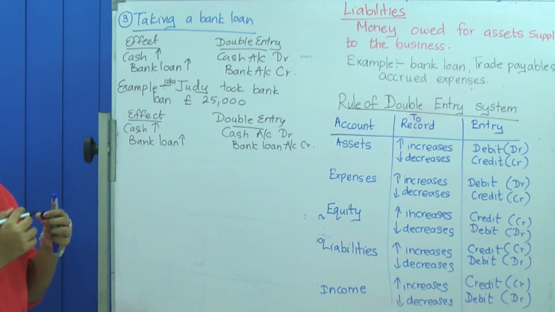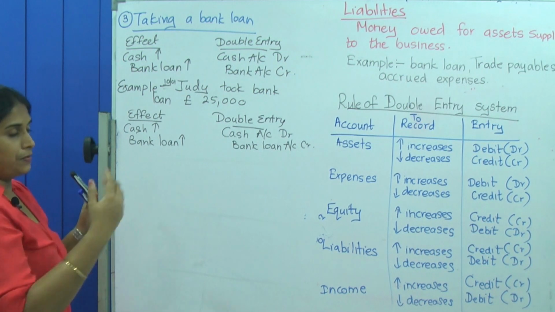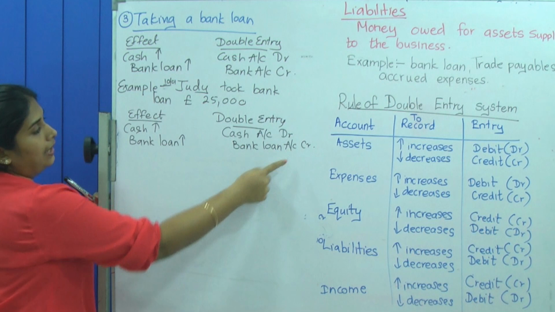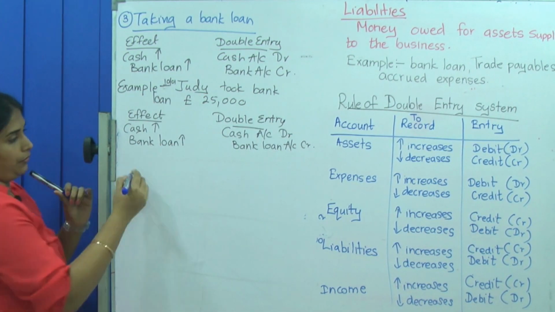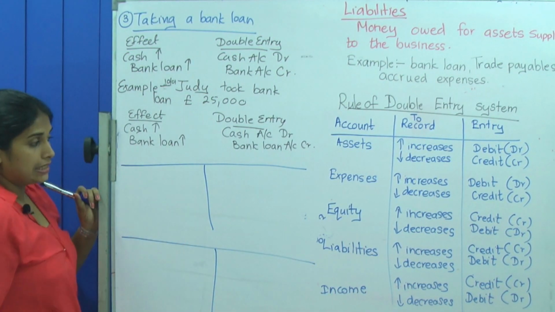Okay, now this is the double entry. When you take a bank loan, cash definitely increases because they give us cash, but you create a bank loan. Bank loan is a liability, so it will be credited to the bank loan account. Now we will see how it is recorded in the T accounts.